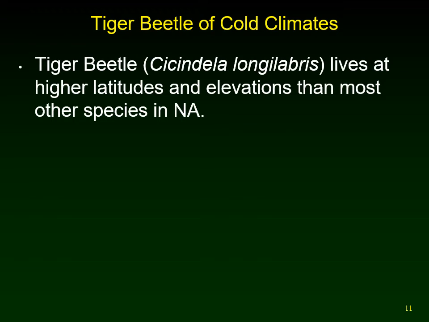So we're going to talk about another species that we've mentioned before, tiger beetles. We looked at how they were regulating their body temperatures on black sand beaches in New Zealand. That was back in chapter 6. We looked at their water loss rates in Arizona as well. So here we're looking at the distribution of a tiger beetle species that lives at higher latitudes and higher elevations than just about any other tiger beetle in North America.